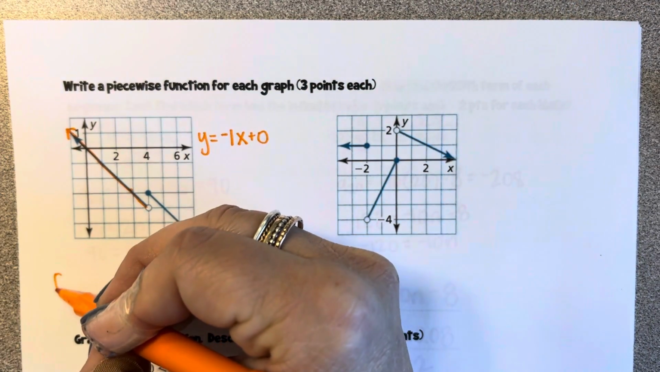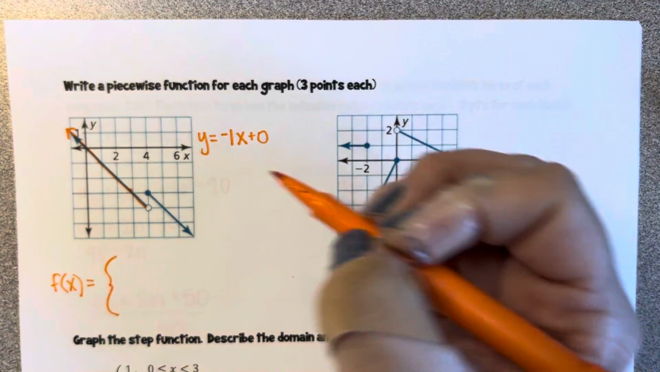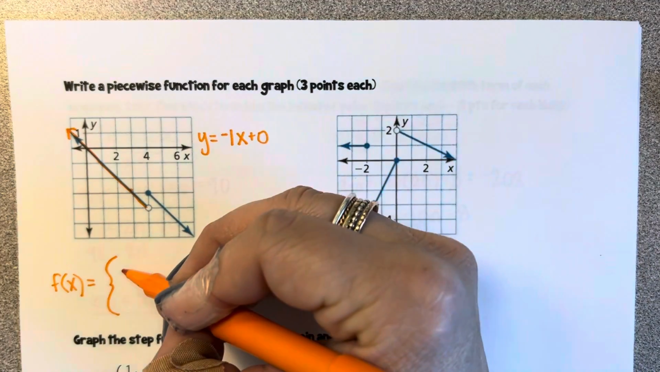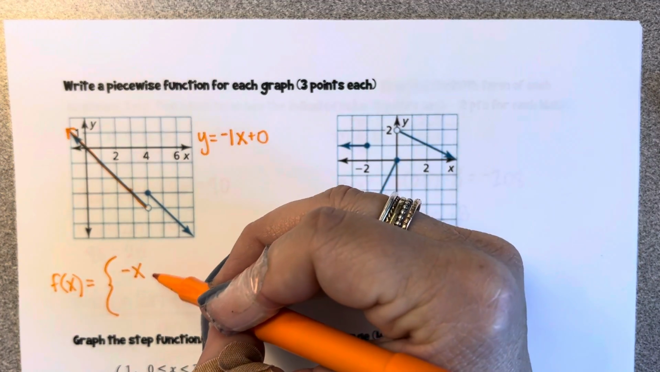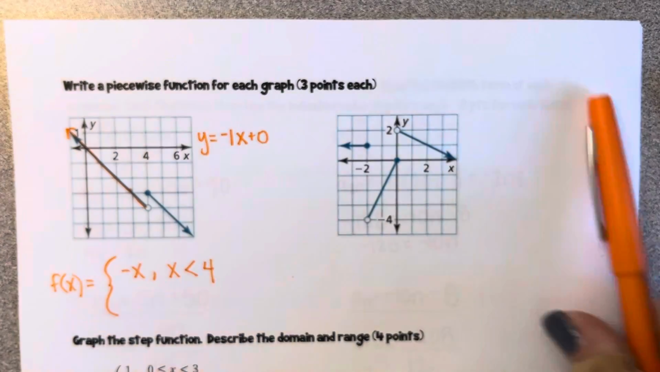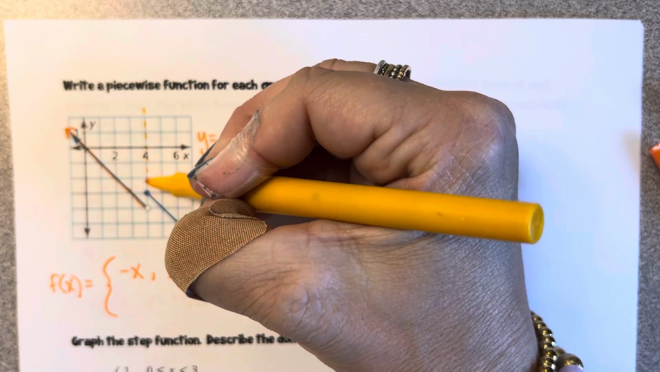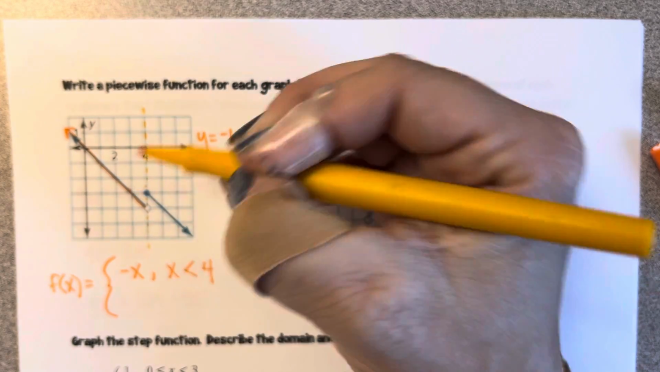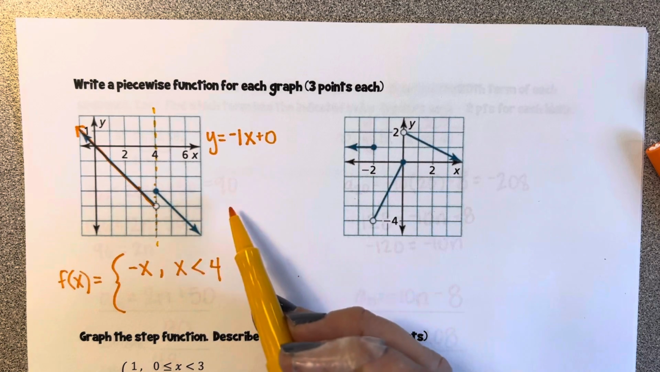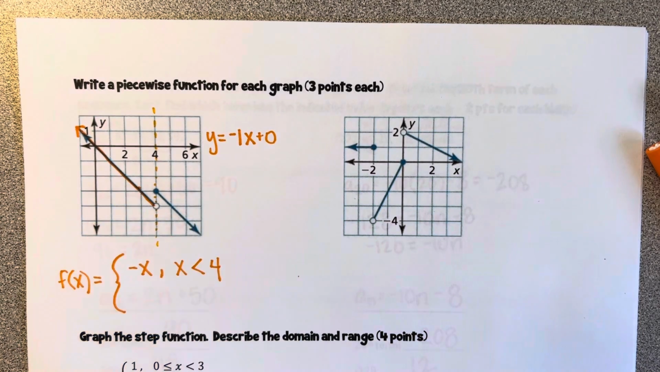Okay, so f of x, there's two lines, so we're going to have two different requirements. So it's going to be negative x if x is less than 4. This is where our line changes, right? This is where our function is like, if you're to the left of me, you're on this line. If you're to the right of me, you're on this line. So if x is less than 4, we use that orange line.